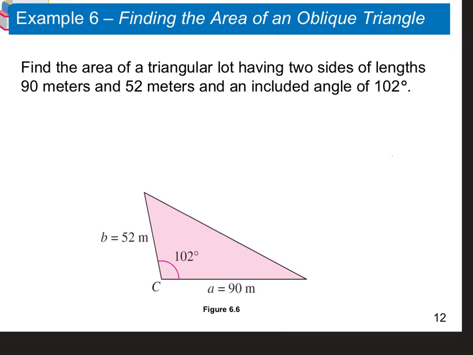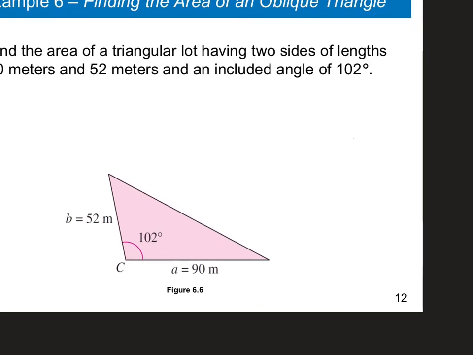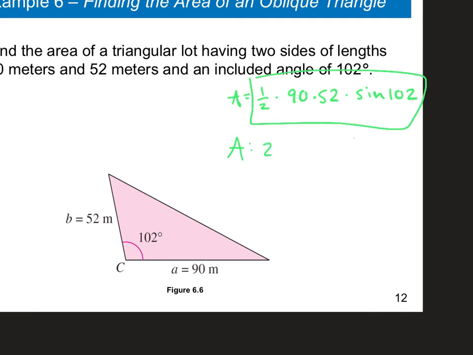So we have to find the area of a triangular lot, having two sides of lengths 90 meters and 52 meters and an included angle of 102 degrees. So that included angle is in between, so we're good. So we're going to plug this into our area formula. So we have 1/2 times A times B, so 90 times 52 times the sine of angle C, so sine of 102. So we put this into our calculator. And then we get the area is 2,288.8. And this would be meters squared.